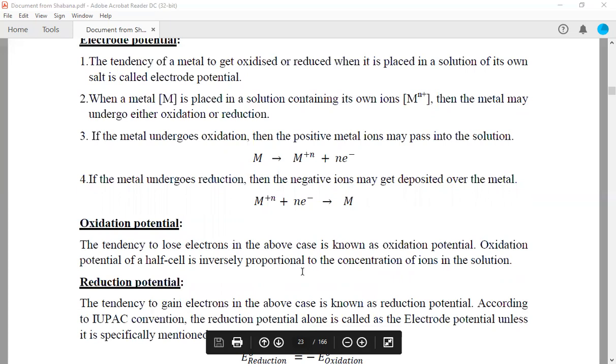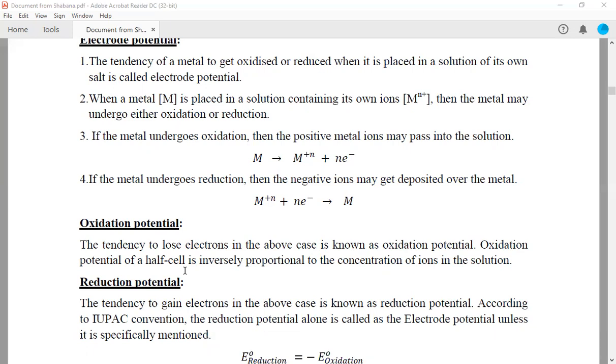That means if the concentration of the ion in the solution is more, then the oxidation potential of the half cell is less, because both are inversely proportional to each other. If the concentration of the ions in the solution is less, then the oxidation potential of the half cell will be more.